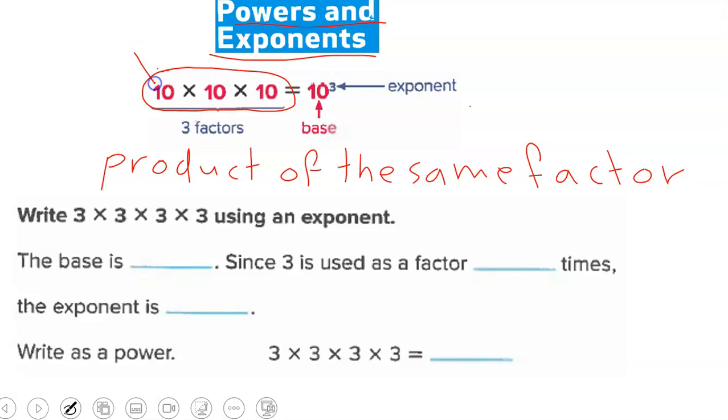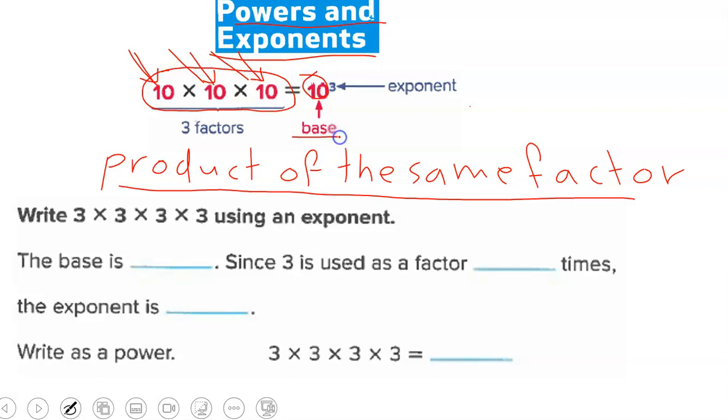Ten is a factor, and 10 here is a factor, and the other one is a factor. So we are multiplying the same factor, so it is called product of the same factor. When you multiply the same factor many times, you can write it using exponent. See, what factor you multiplied? We multiplied 10, so 10 is called the base.